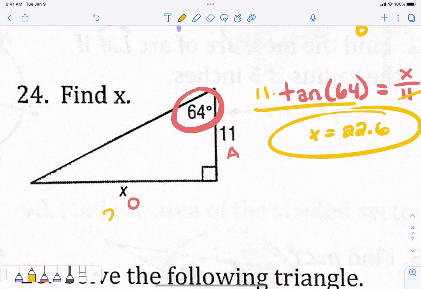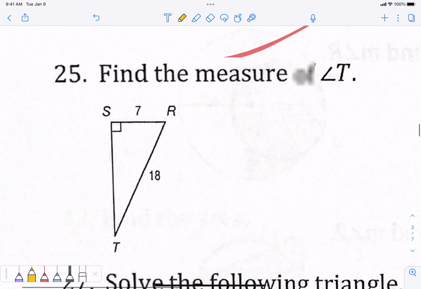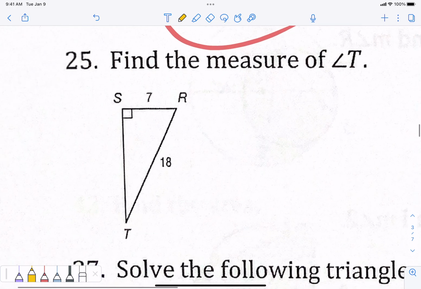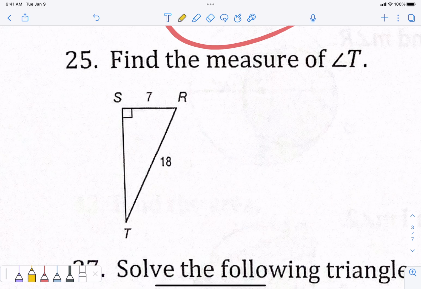And 22.6 was this side over here. And that seems appropriate. Like this side is longer than 11 because this is 64 degrees, which is a bigger angle. 25. Find the measure of angle T. So we're solving for angle T, and I'm going to put X in its spot. I'm going to put X there, okay?